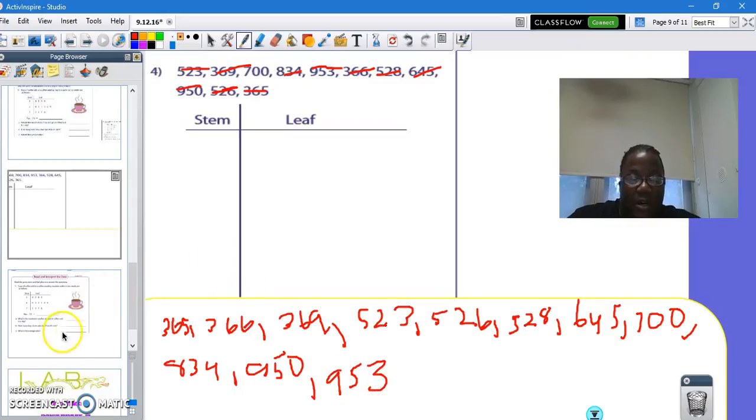Voila. Alrighty, so this video only has about 30 seconds left, so I'm going to stop here, and then on the next video, we shall do the stem and leaf plots.